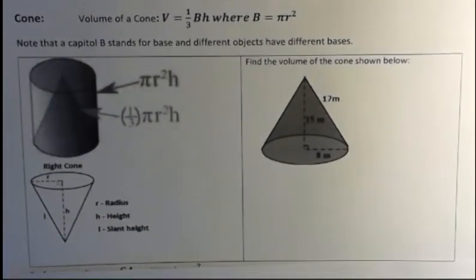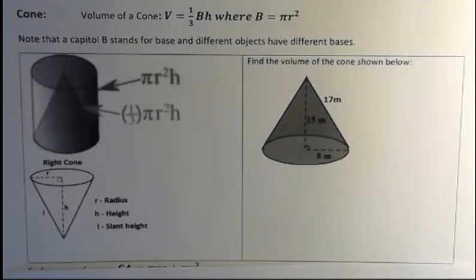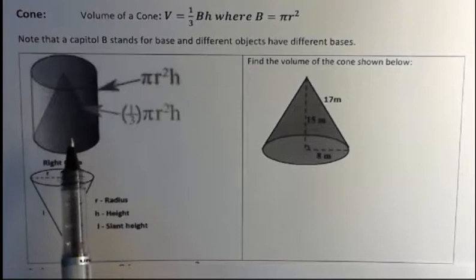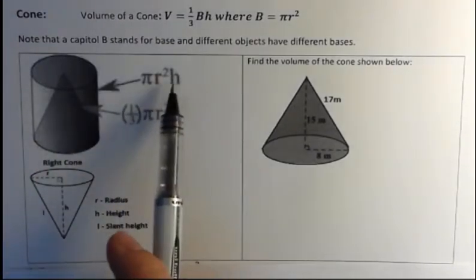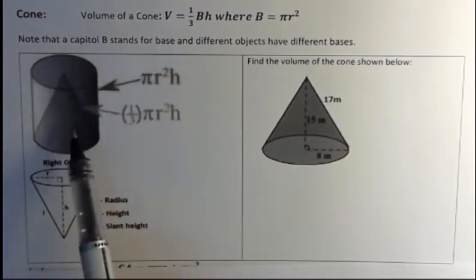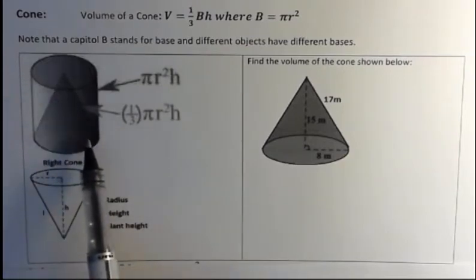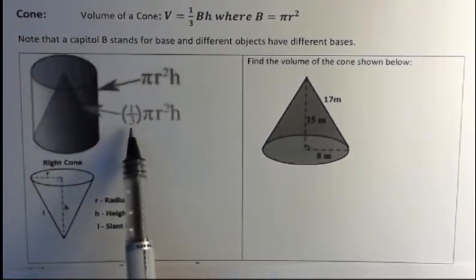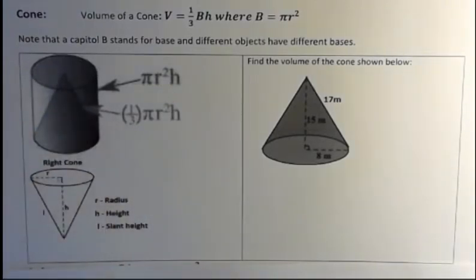Let's take a look at a picture that helps you see what a cone actually is. This is a right cone because it's just going straight up, and that's the kind we're going to be dealing with. Pi r squared h is the volume of a cylinder, and in a right cone, there is 1/3 of that. So it's 1/3 the size of a cylinder. That's really all you have to remember.